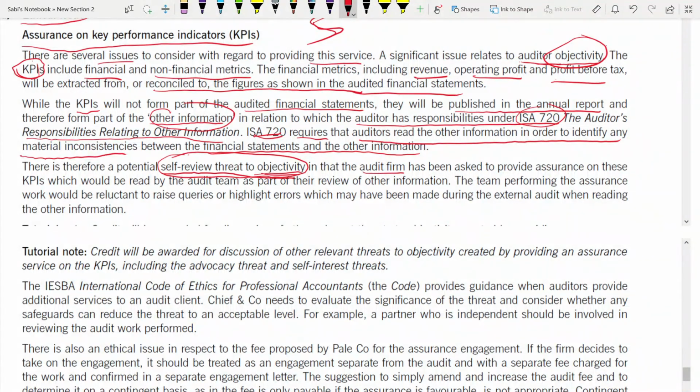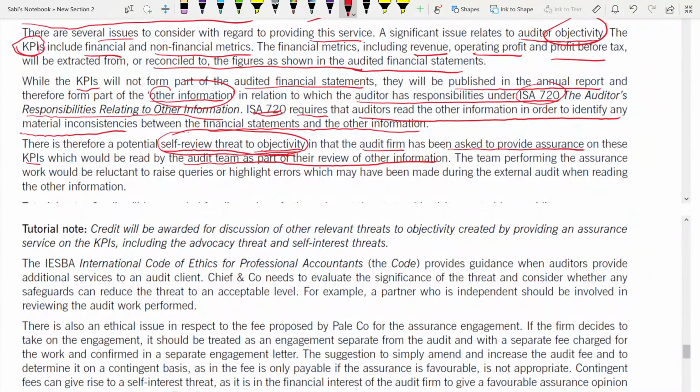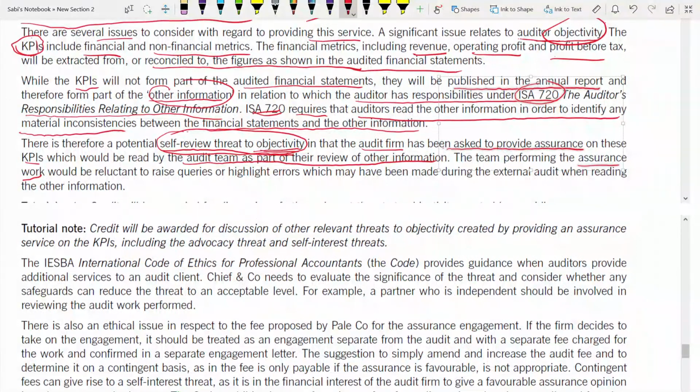In that, the audit firm has been asked to provide assurance on these KPIs, which would be read by the audit team as a part of their review of the other information, right? The team performing the assurance work would be reluctant to raise queries or highlight errors which may have been made during the external audit when reading the other information. What happened? The team giving assurance work is someone else and the audit work is done by someone else. Okay, that means assurance for other services. So when that person was performing the assurance work, he might be reluctant to raise queries, or reluctant to highlight errors also. He might just have left it like that.